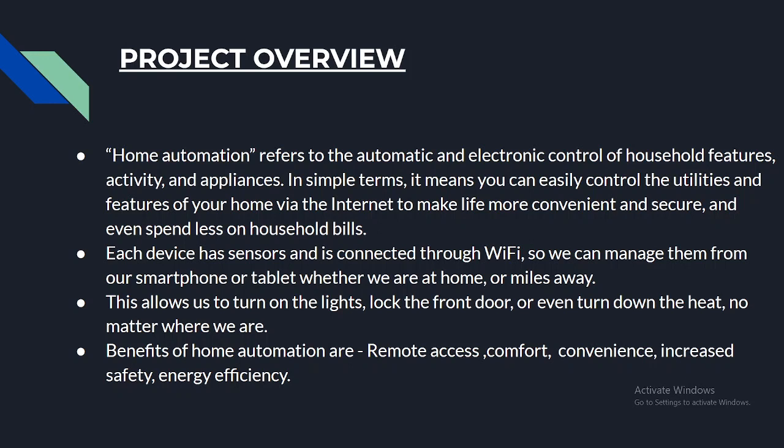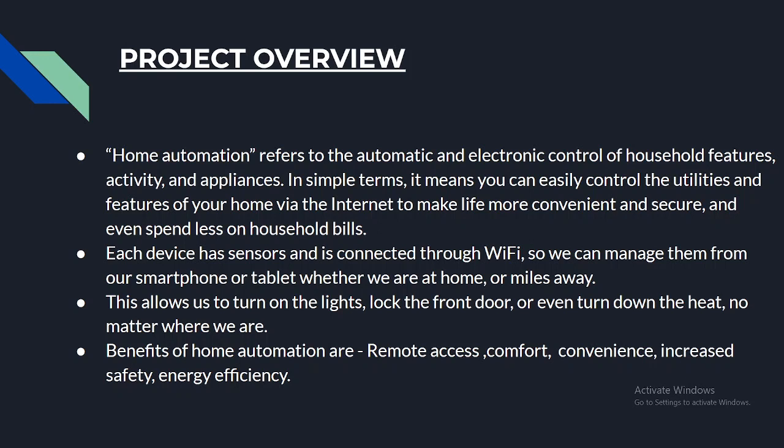Project overview. Home automation refers to the automatic and electronic control of household features, activity and appliances. In simple terms, it means you can easily control the utilities and features of your home via the internet to make life more convenient and secure, and even spend less on household bills.